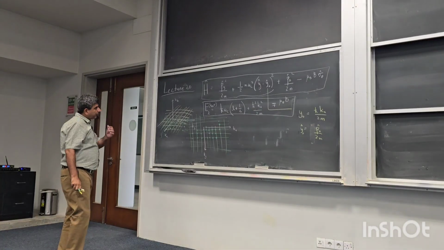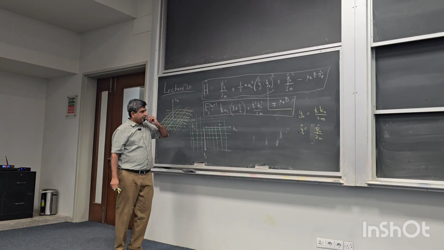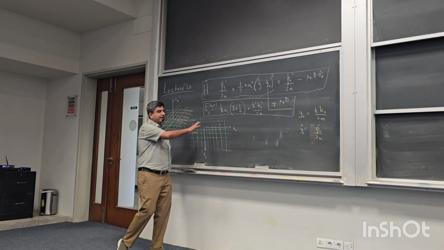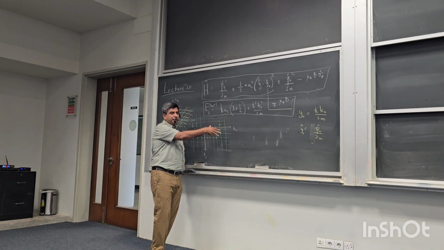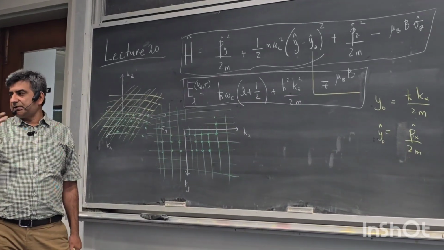Now if you observe either the Hamiltonian or the energy level structure here, you do not see any Kx or Ky dependence. You only see a Kz dependence. So the Kz dependence remains unchanged.